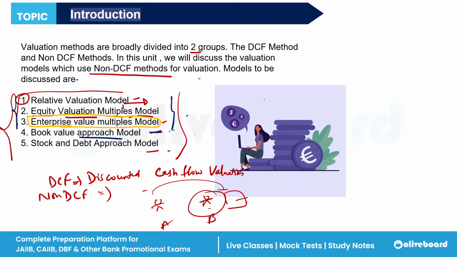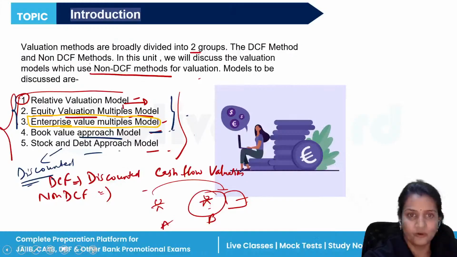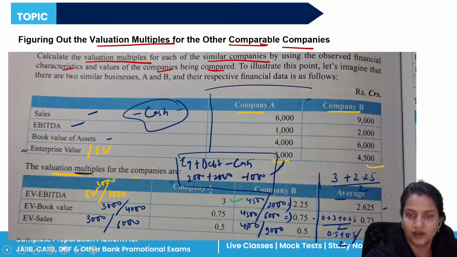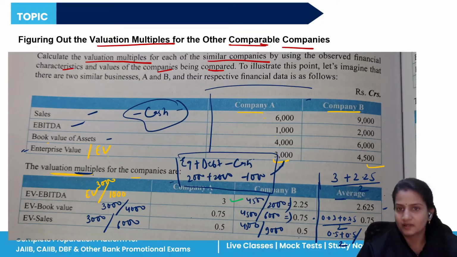The book value approach model, I have given you the formula. And the stock and debt approach, we have already done in discounted cash flow, if you remember. So I hope you have understood. If you have any doubts, you can ask all your doubts in the comment section. I'm waiting for 1 minute, or else we will end this session.